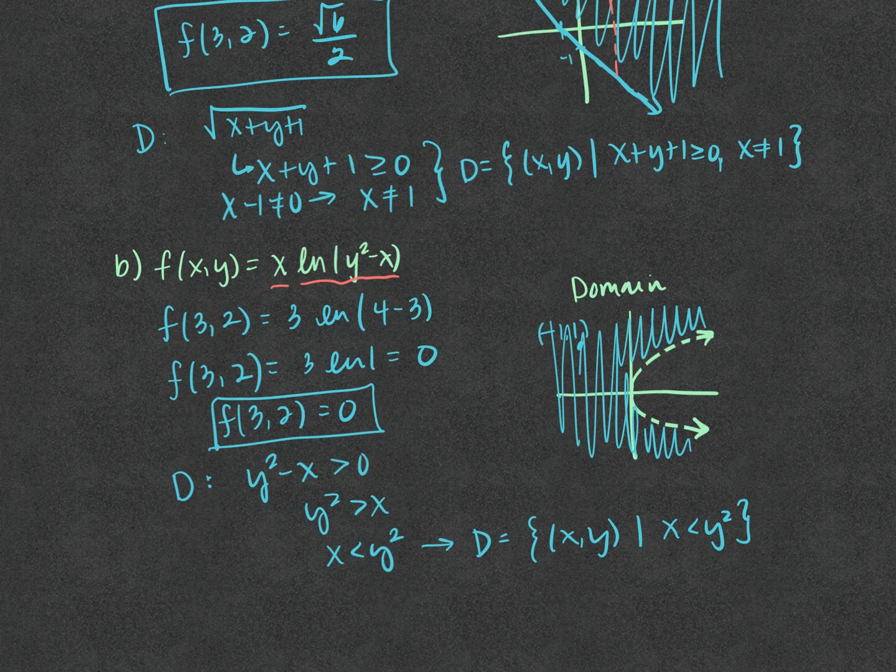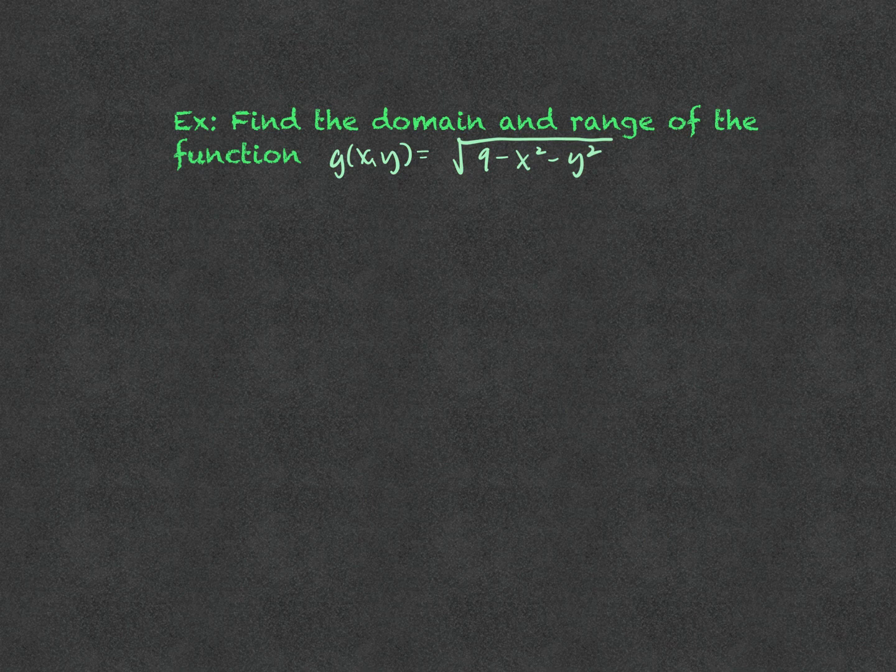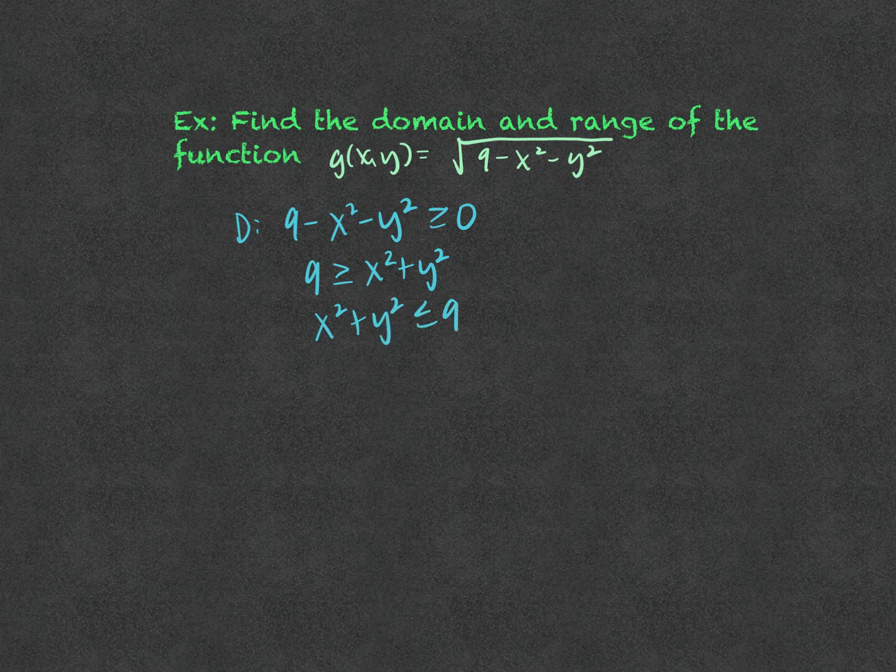All right, let's look at the next example. So find the domain and range of the function. So since it's in the square root, when we talk about domain, we're going to say 9 minus x squared minus y squared has to be greater than or equal to 0. So let's move those to the other side. 9 is greater than or equal to x squared plus y squared, and rewrite it: x squared plus y squared is less than or equal to 9.